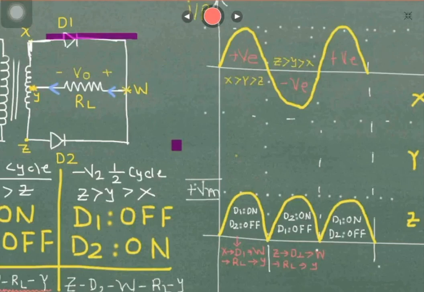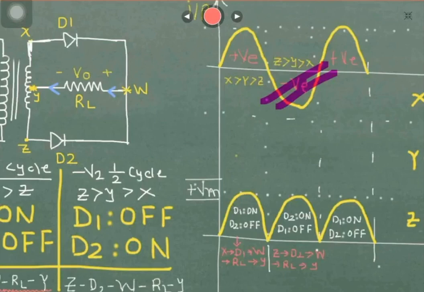Diode D2 will remain off. So you are going to get positive half cycle across the load resistor RL. Now talking about the negative half cycle, you can see over here that during negative half cycle, Z will become positive with respect to Y, and Y will become positive with respect to X, and your diode D2 will conduct, D1 will remain off.